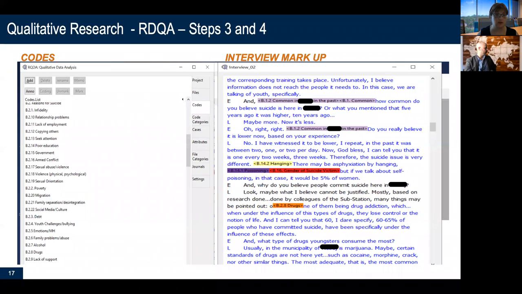So this is interview number 2. We basically go through the whole interview knowing that this is the information we're looking for. And there's a way to highlight the paragraph, the whole sentence, or just one word and mark it up with the correct code.